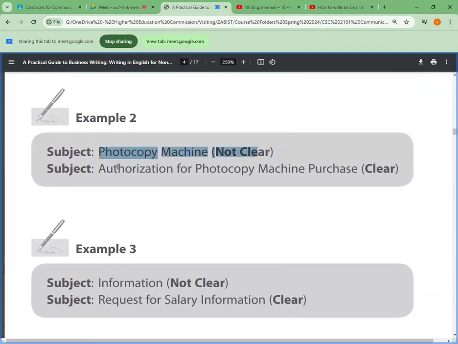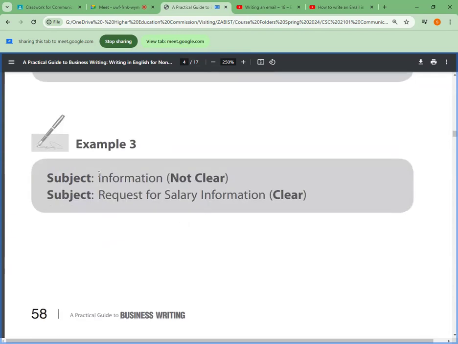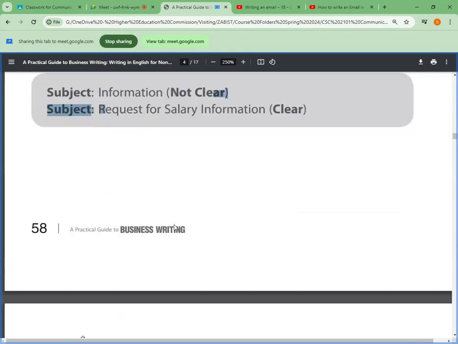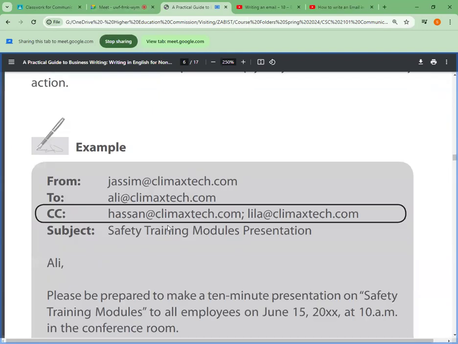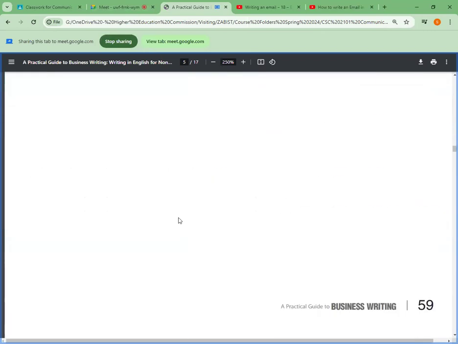"Photocopy machine" is not clear. "Authorization of photocopy machine" — not photography, I'm sorry, it's photocopy. "For information": now, information alone is not sufficient. "Request for salary information" is clear. So this is how you write proper email subject lines.